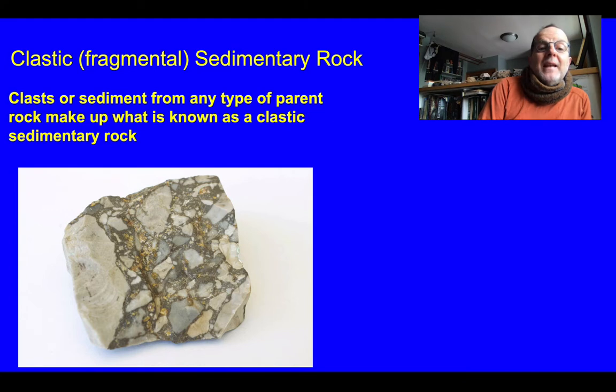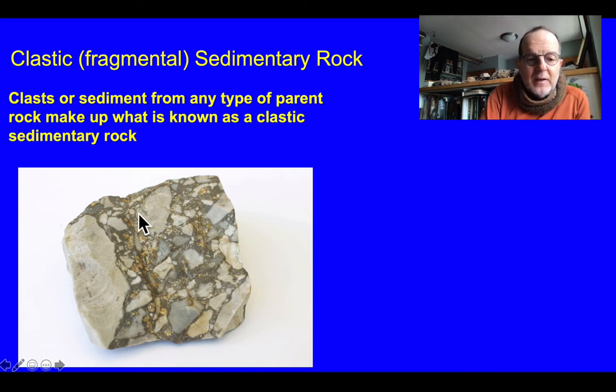Clastic or fragmental sedimentary rock: clasts, or sediment from any type of parent rock, make up what is known as a clastic sedimentary rock. And here we see the clasts. In this case, this is a breccia. So these are larger size fragments in a matrix of finer sand, silt, and clay.